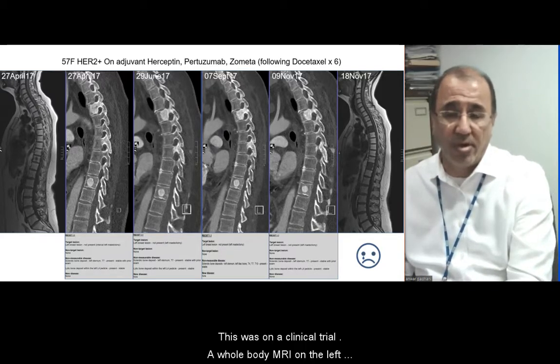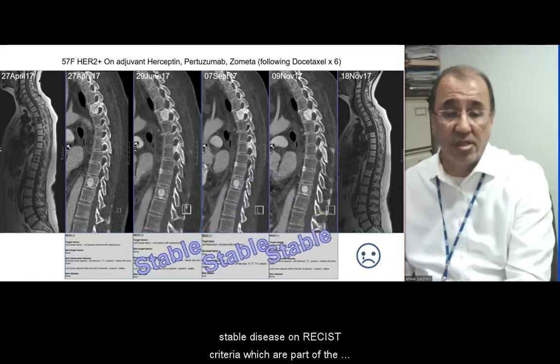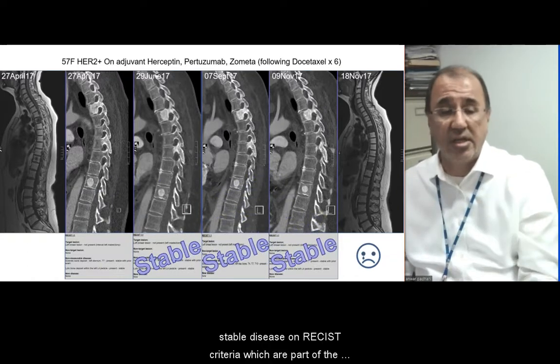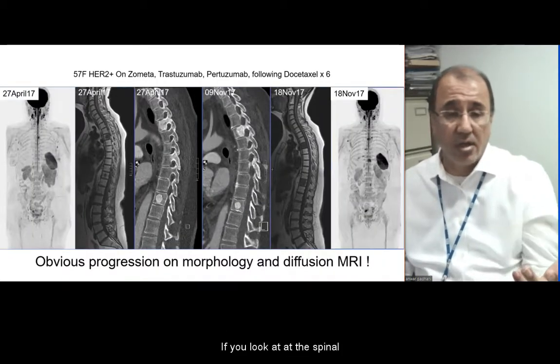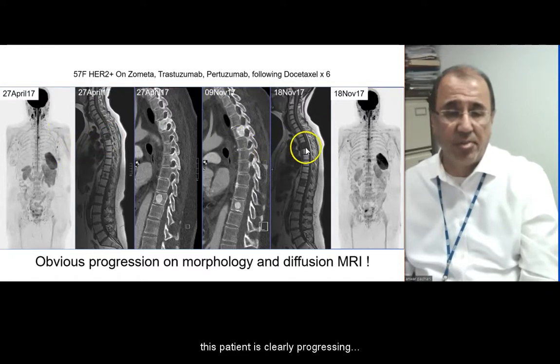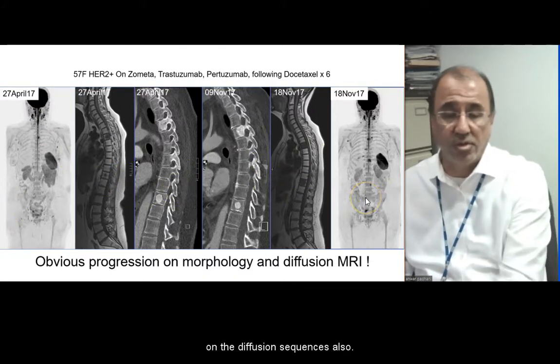So a whole body MRI on the left and on the right, but CT scans in between, which showed stable disease on RECIST criteria, which are part of the clinical trial. If you look at the spinal MR imaging, this patient is clearly progressing. This patient is clearly progressing, and you can see that on the diffusion sequences also.